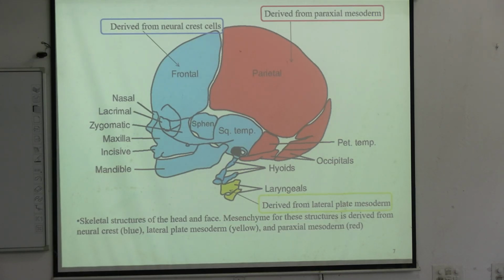That means by the side of the spinal cord, this paraxial mesoderm contributes this part of the bone. The occipital bone and this particular bone, which we call the parietal bone, are contributed from this. And then we are left with lateral plate mesoderm. What is this lateral plate mesoderm yielding? Only these laryngeal cartilages. They are derived from lateral plate mesoderm. These are all your MCQ questions.